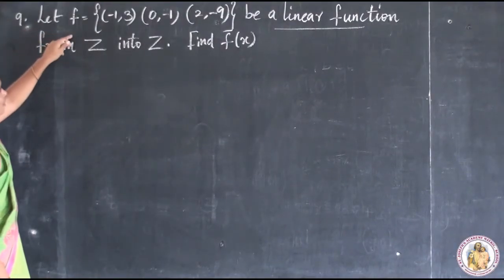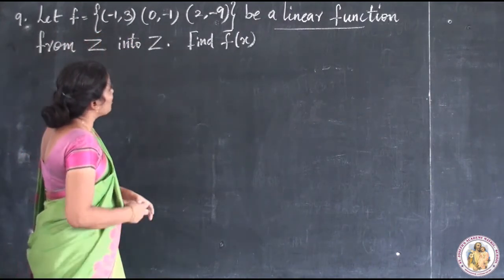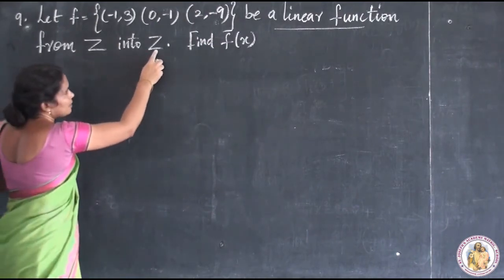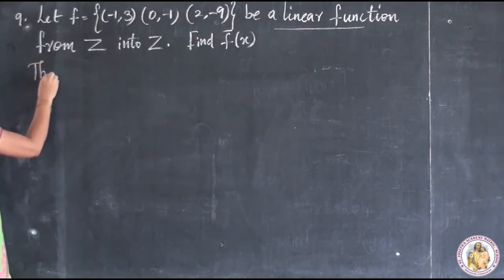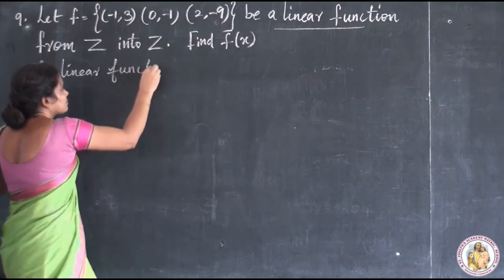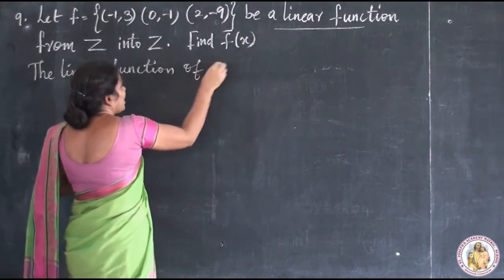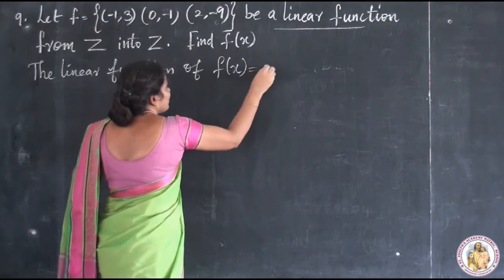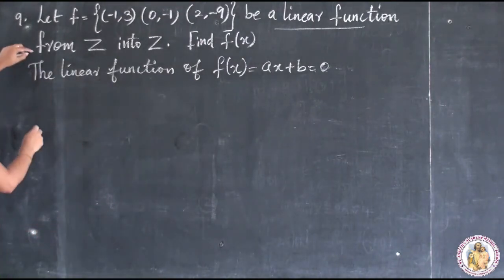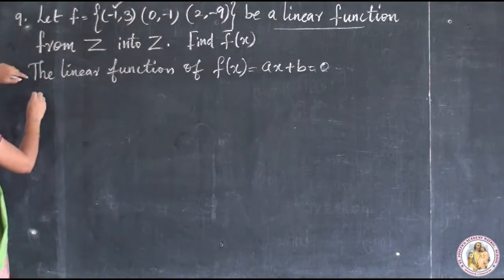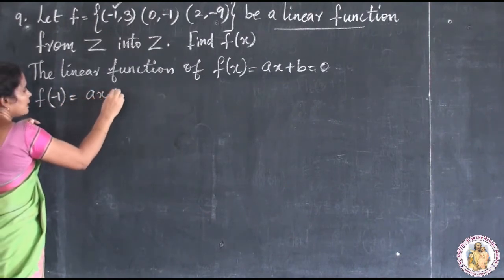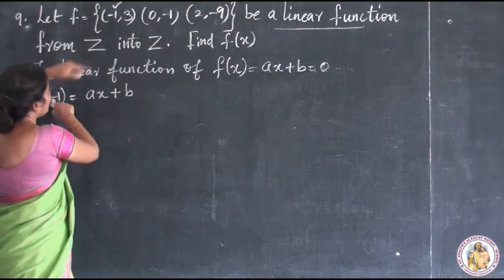Question number 9. Let f is equal to minus 1 comma 3 and 0 comma minus 1, 2 comma minus 9 be a linear function from z into z. Find f of x. For linear function, f of x is equal to ax plus b. Okay. Here we can take f of x as minus 1. Apply to the linear equation ax plus b. Minus 1, it is given as 3.